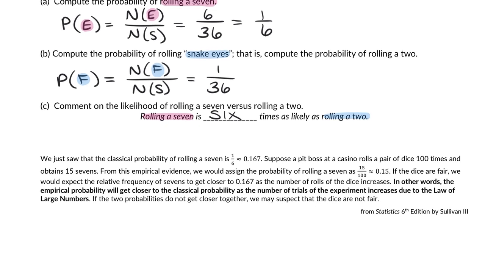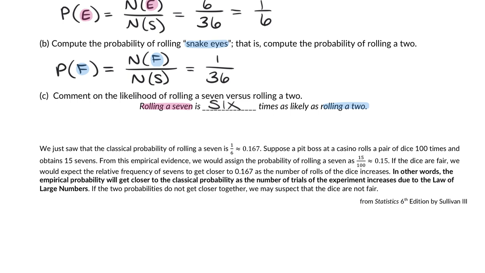So this little tidbit right here is pretty important. We just saw that the classical probability of rolling a 7 is 1 out of 6, which is 0.167 or 16.7%. Suppose a pit boss at a casino rolls a pair of dice 100 times and obtains 15 sevens. This is an empirical probability problem now because we're actually running the experiment. We would assign the probability of rolling a 7 as 15 out of 100, or 0.15.